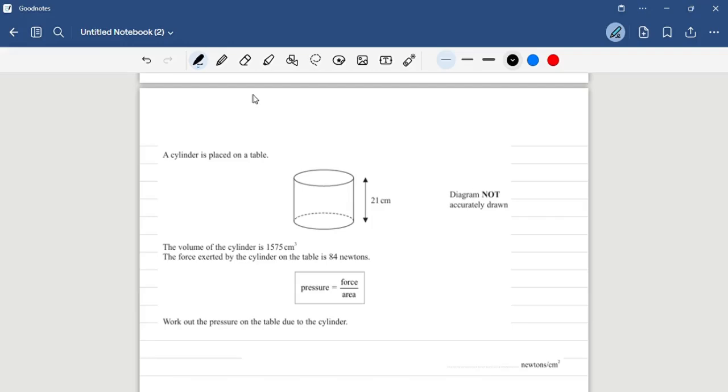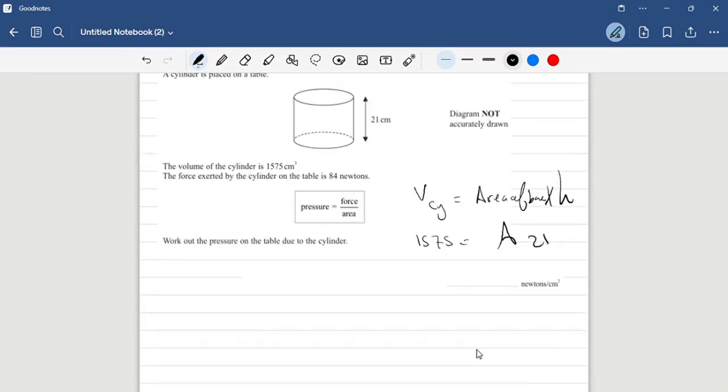Of course not. In this question, I have to first look at the rule for the volume of the cylinder. We know that the volume of a cylinder is equal to the area of the base multiplied by the height. If the height is 21 and the volume is 1575, the area would be 1575 divided by 21, which is equal to 75. Okay, so now I have figured out 75.